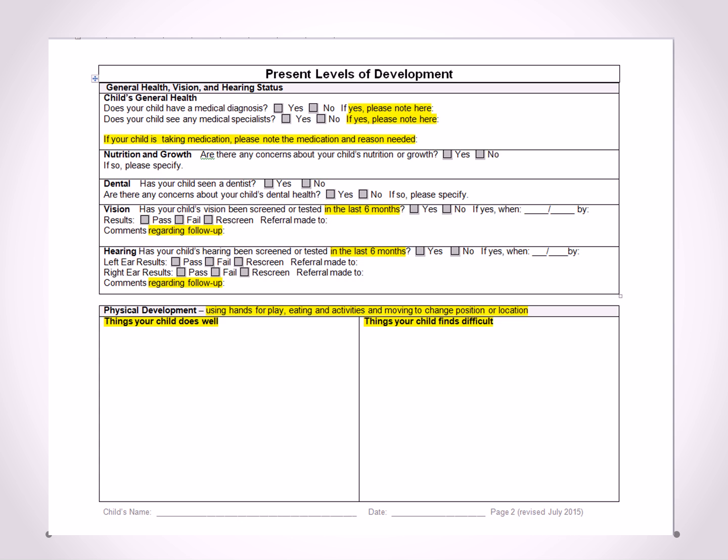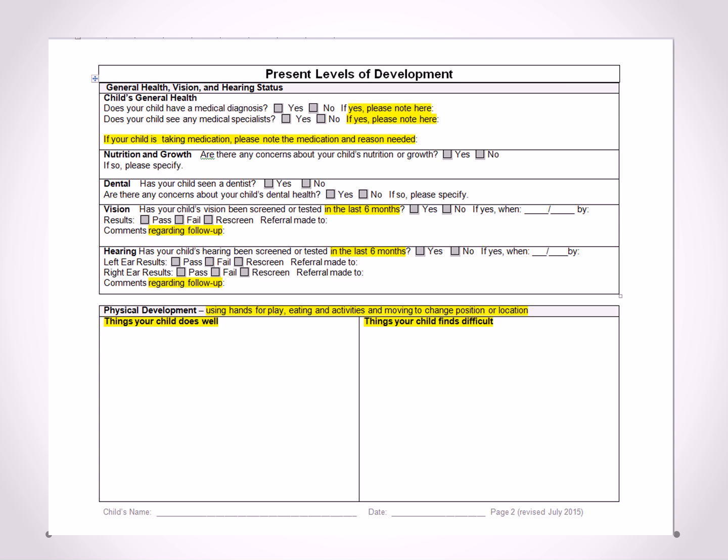The next change is under vision and hearing, and under both of those we added the words in the last 6 months, and we did that to clarify that if the screening for vision and hearing or testing hasn't been done recently, it needs to be redone. And then we also added the words regarding follow-up to the comment section. And the reason we put those in there is just to note that action needs to be taken if the child has failed the screen or test. So we want to know what is happening to make sure that that information is being collected for that child.